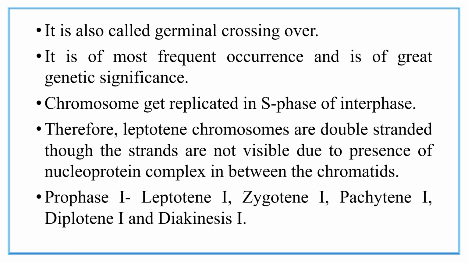Now when cells enter meiosis, it has two stages, that is meiosis 1 and meiosis 2, while meiosis 1 is further classified into prophase, metaphase, anaphase and telophase. Prophase 1 has 5 stages: leptotene, zygotene, pachytene, diplotene and diakinesis. In the leptotene stage, the chromosome is double-stranded, though the strands are not visible due to the presence of a nucleoprotein complex in between the chromatids.